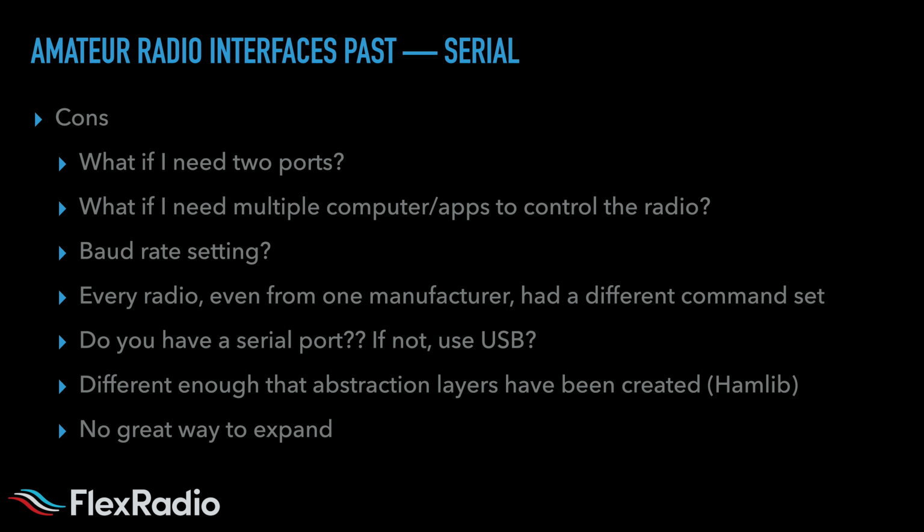If you don't have a serial port in your computer, which is much more common now, you can use USB to serial cables to do this, but it's kind of one more thing that you have to deal with, and you have to make sure your computer program is happy to talk over a USB cable instead of a serial cable. The CAT commands are different enough from radio to radio that there have been some abstraction layers in software created. Hamlib is an example of those. And another important thing about serial cables is it's difficult to expand these and use them across multiple radios and that sort of thing. It gets very complex very quick because you have all these cables running around.